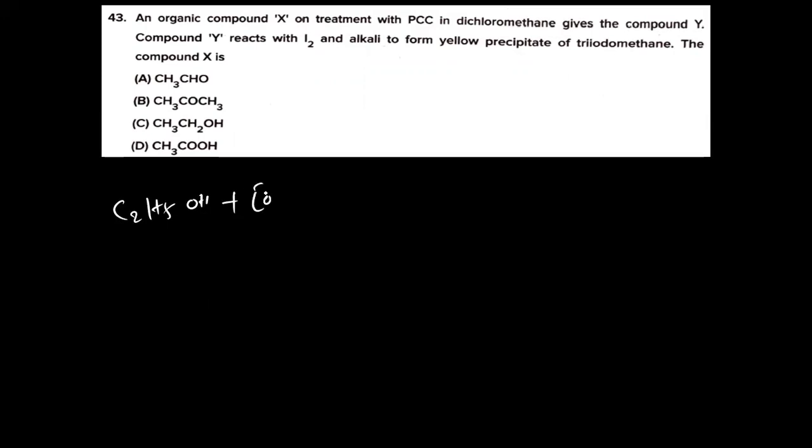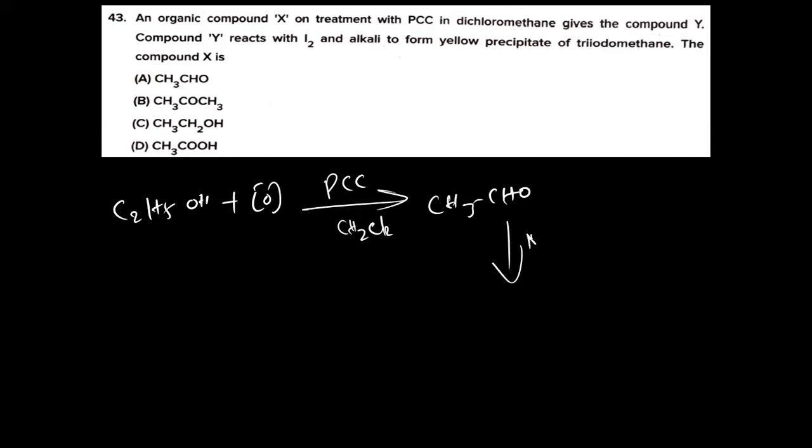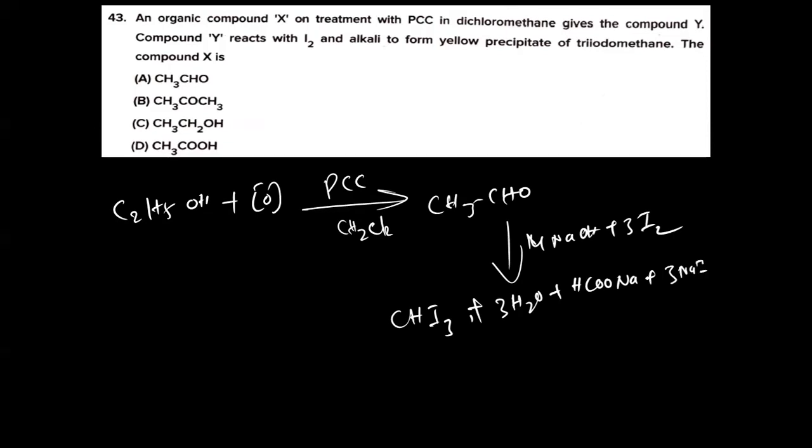Ethanol on oxidation in presence of pyridinium chlorochromate in CH2Cl2 gives CH3CHO. Ethanol formation happens, which on treating with NaOH and I2 gives CHI3, iodoform, with the liberation of 3 molecules of water and HCOONa, sodium formate, and 3 molecules of sodium iodide.